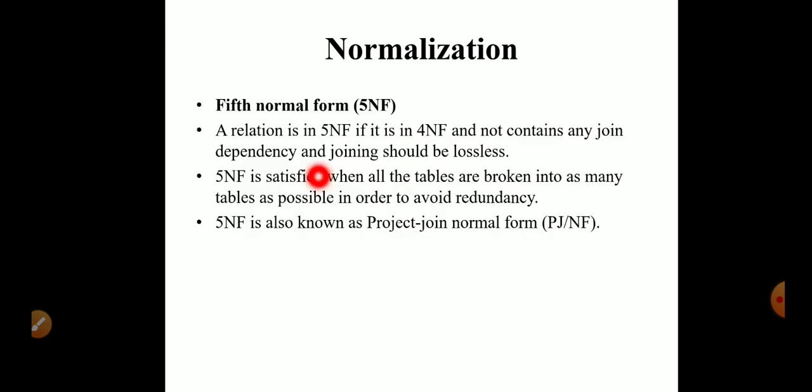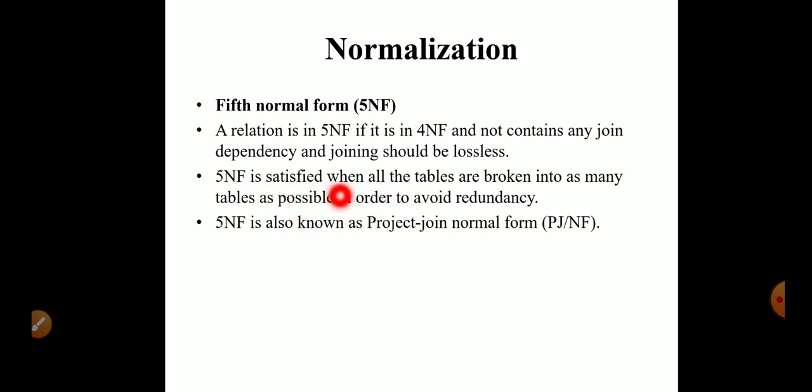So next one is fifth normal form. If a relation is in fifth normal form, it should be in 4NF and it should not contain any join dependency. So while joining the tables, there should be no loss.